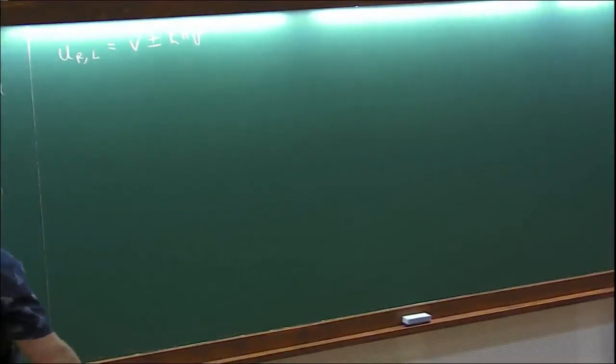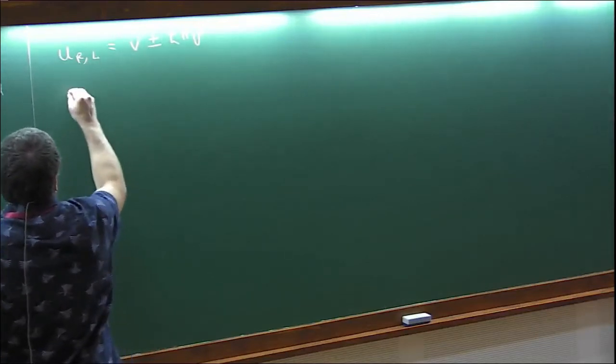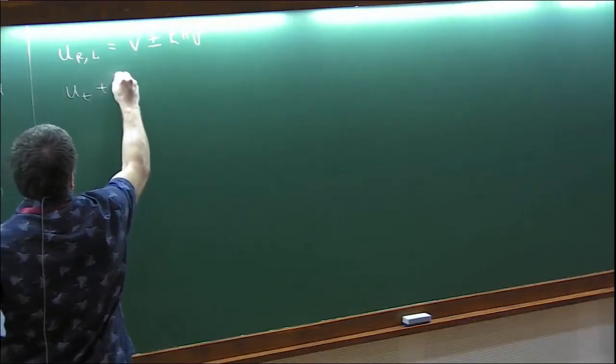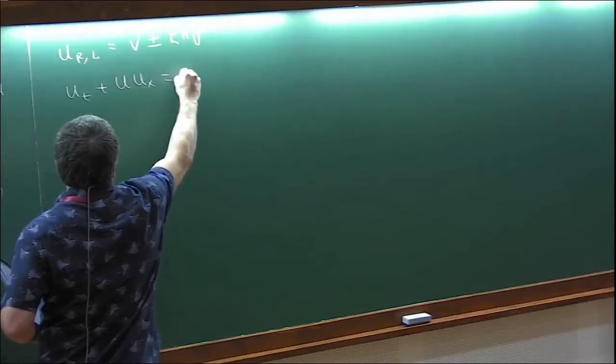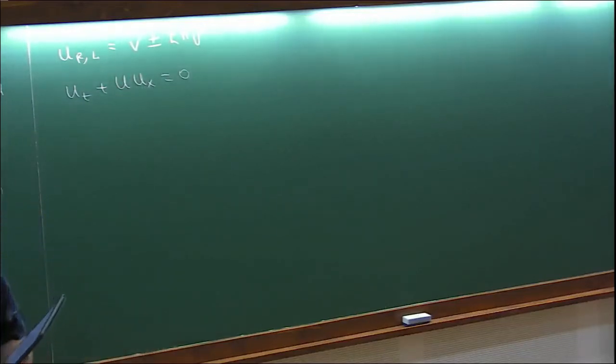Then it is very easy to show, by just adding this equation together, by multiplying this equation by h bar pi and adding it to this one or subtracting, that both of these u's, right and left, with plus and minus, satisfy the same equation u_t plus u_x equals 0. Again, the index here means partial derivative.